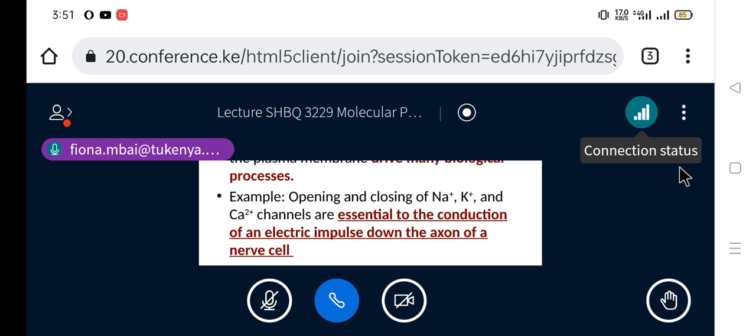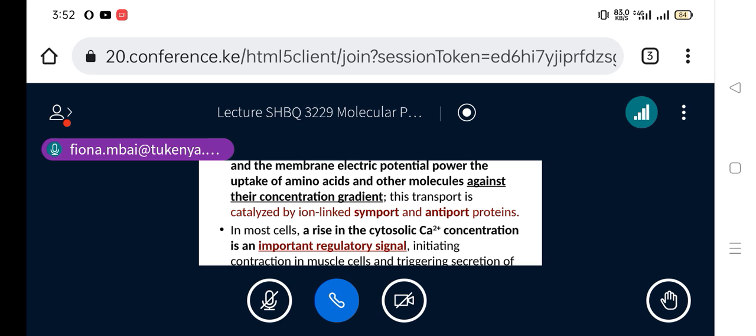Ionic gradients and electric potential of a membrane drive many biological processes. For example, the opening and closing of sodium and potassium channels are essential to the conduction of electric impulses down an axon of a nerve cell. And I'll be using this example a lot. This is where you find many of the complicated movements. So a membrane electric potential and sodium concentration are essential.